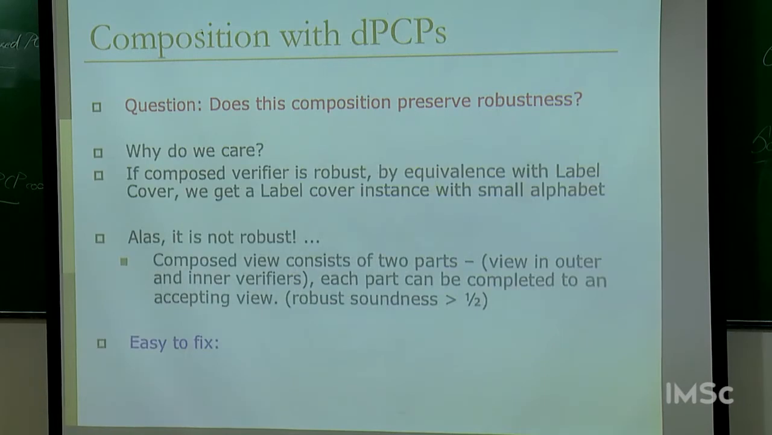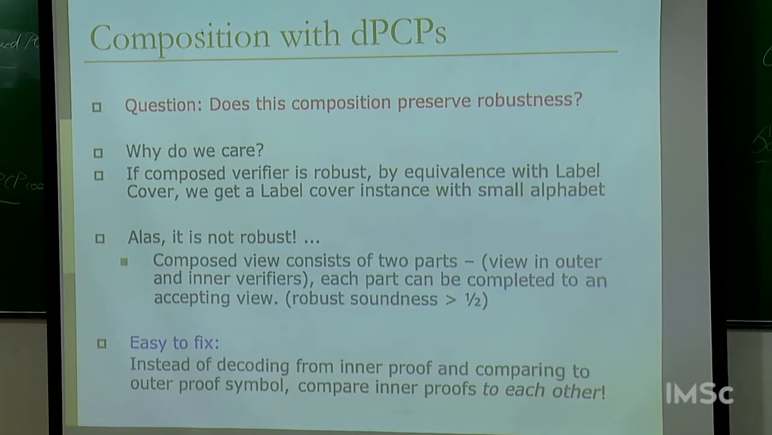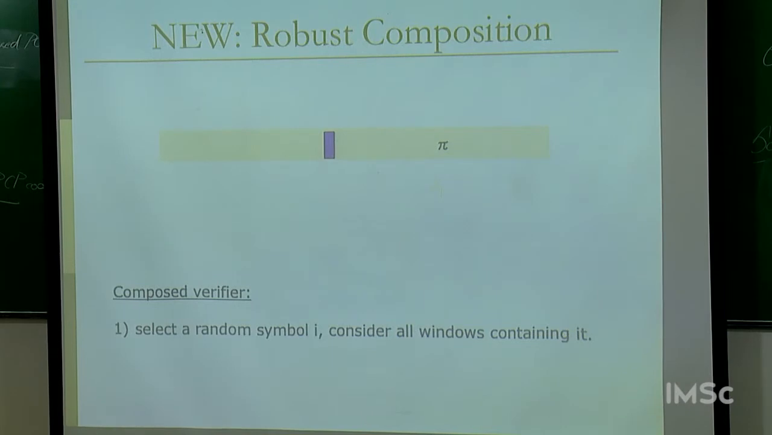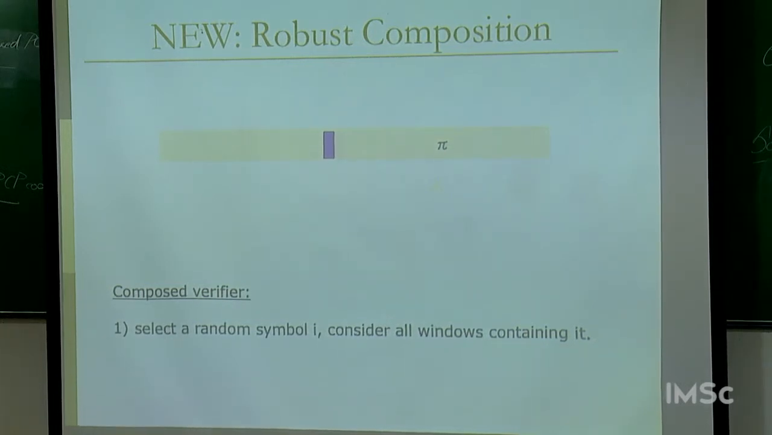So what will we do over here? I'm sorry if I'm going a bit fast. What we'll do is define a new composition theorem. The moral of all these problems is, as long as there are two proofs, an outer proof and an inner proof, you're going to run into problems. You will never get delta less than half, because each of them can be individually extended to complete the proof, and robust soundness can never become better than half. You can't even achieve this theorem using a composition technique if you have this logical split of a proof into two parts.